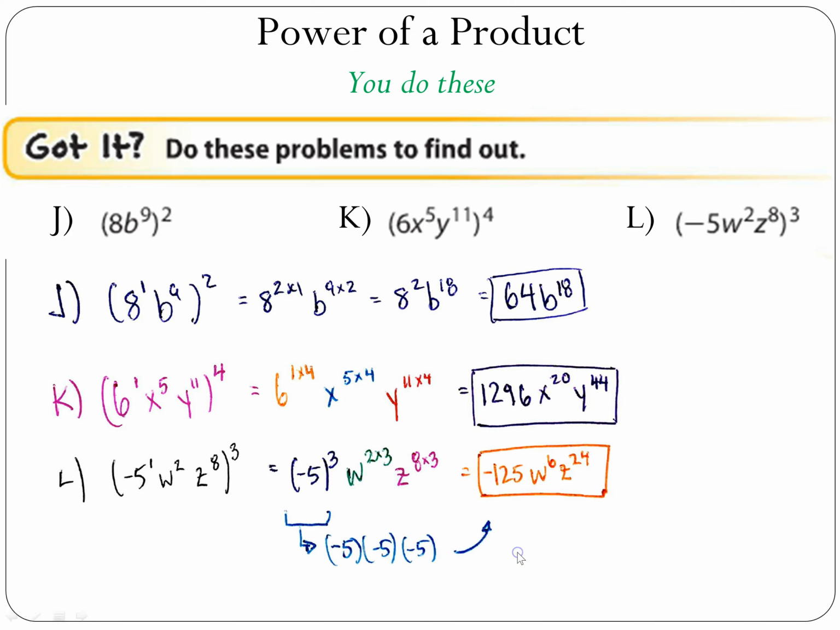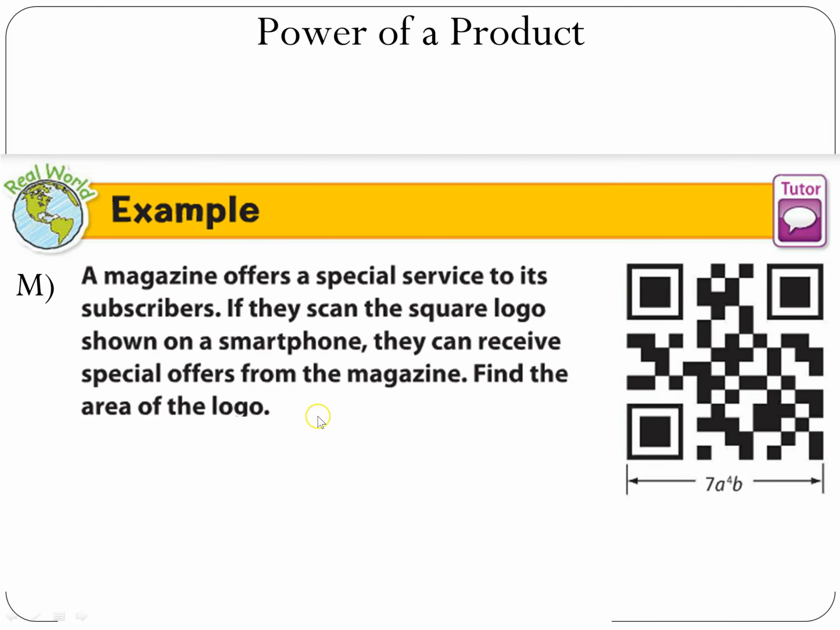And of course, that gives us negative 125. 2 times 3 is w to the 6th. 8 times 3 is z to the 24th. Kapow. Get there. All right, the last one is like a gigantically complicated word problem, but let's just take a look at what it's trying to say here.